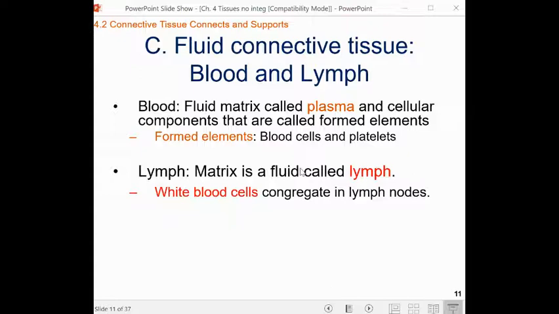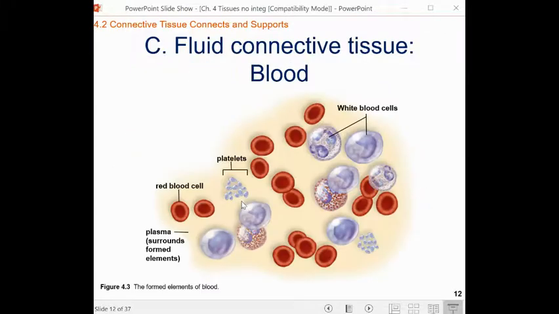Fluid connective tissue consists of blood and lymph. Blood has a fluid matrix that we refer to as a plasma. So if you've ever gone to donate blood, one of your options is just to donate the plasma. Inside this plasma, we have formed elements like your blood cells and your platelets, white blood cells, red blood cells, and then the clotting factors. Your lymph is found in the lymphatic system, and this fluid gets its name from what it is, lymph, and it's primarily white blood cells in this fluid, and you'll find them congregating in places like your lymph nodes.